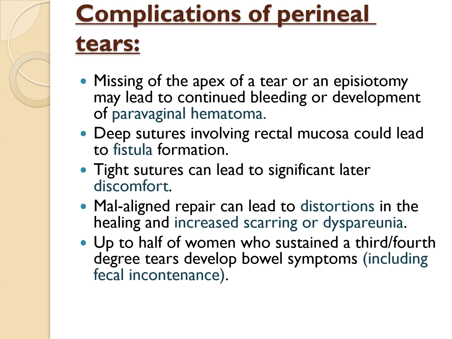Complications of perineal tears. First, missing the apex of a tear or an episiotomy may lead to continued bleeding or development of paravaginal hematoma. Second, deep sutures involving rectal mucosa can lead to rectovaginal fistula formation. Third, tight sutures can lead to significant later discomfort. Fourth, malaligned repair can lead to distortion in the healing and increased scarring or dyspareunia.